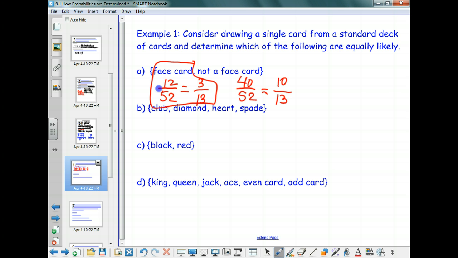All right, so the question asks us, are these events, getting a face card versus not getting a face card, equally likely to occur? No. How do you know? 10 over 13 is bigger. The probabilities we just found are not equal, right? One of them's larger than the other one. So because the probabilities we found are not equal, the events are not equally likely. So this one's no, or not equally likely.